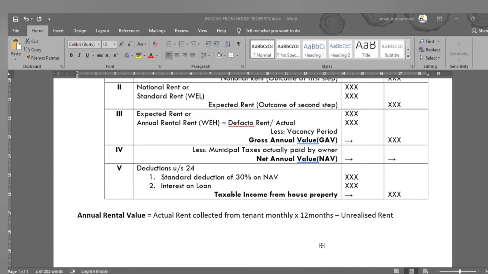Now that sounds quite strange, because obviously when you are giving the house property on rent, the tenant will agree to pay the rent on a monthly basis as per the agreement. You have made a rent agreement also. Then why would the owner be unable to collect from the tenant?